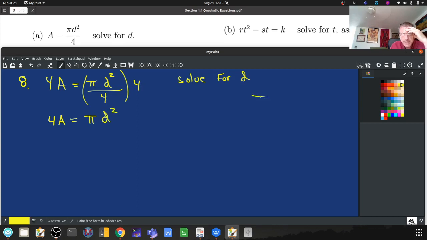So pi is a mathematical constant. Pi is approximately equal to 3.1415926, and it goes on and on. We don't care. We just keep pi. We want an exact answer. So we just pretend like pi is a variable. What I need to do is isolate the variable I'm solving for, so I have to divide both sides by pi.